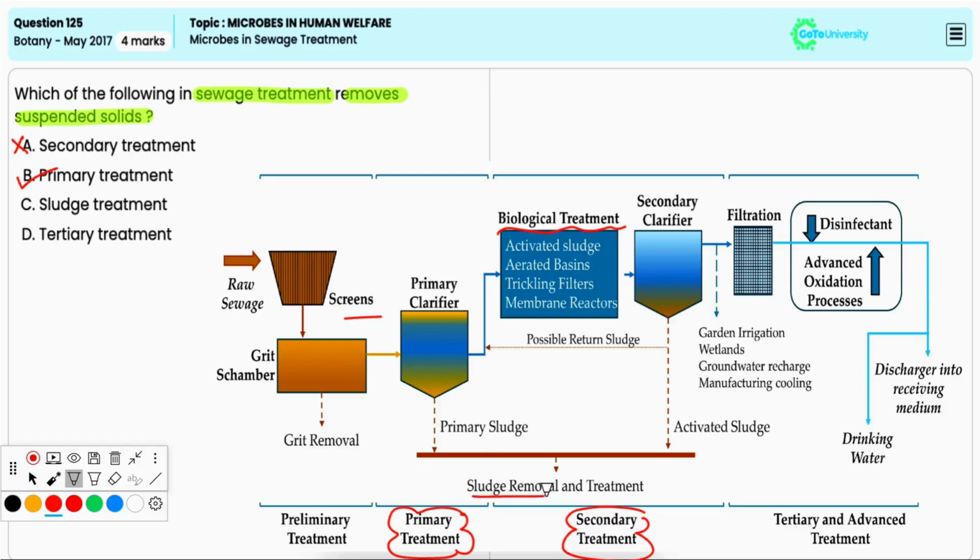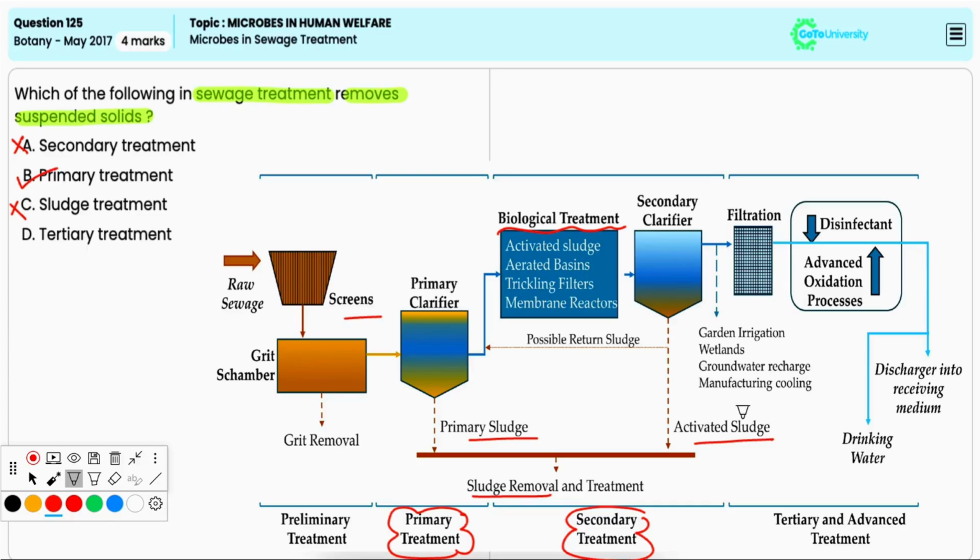Option C, sludge treatment. It is incorrect because sludge treatment occurs after the primary and secondary treatment stages. It involves the processing of the solid waste, that is the sludge, that is generated during the earlier stages.